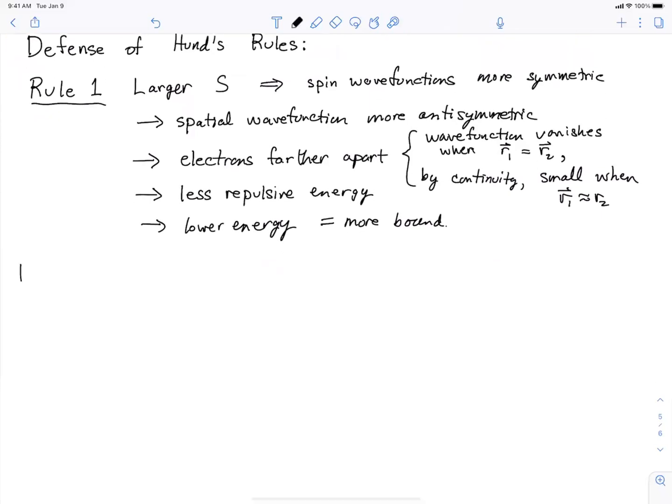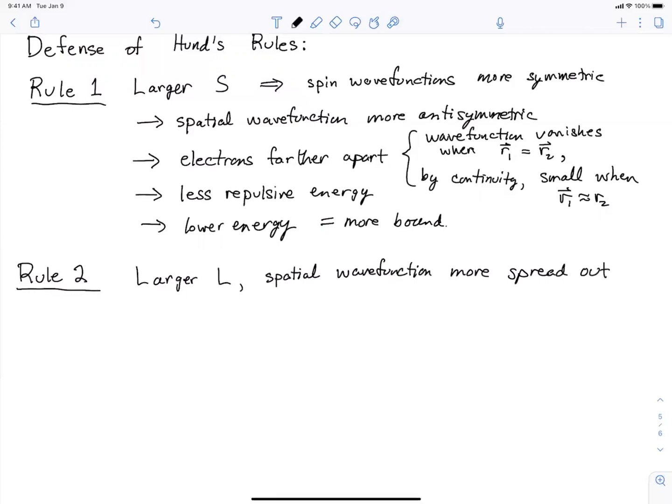Okay, that was rule one, and then there's rule two. Rule two says you tend to lower the energy if you have a larger L. And so one way of thinking about that is your spatial wave function is more spread out. Okay, and that means the electrons are again farther apart. Okay, and then the rest of it is the same discussion as for the previous rule.